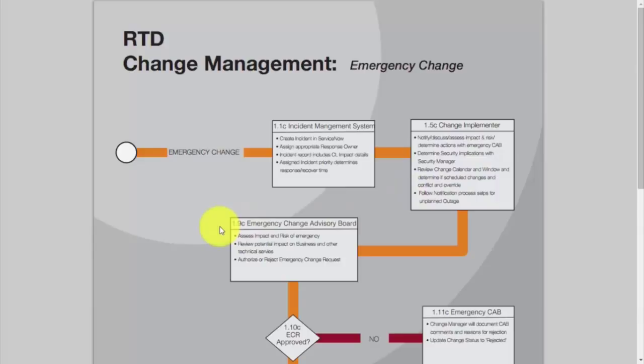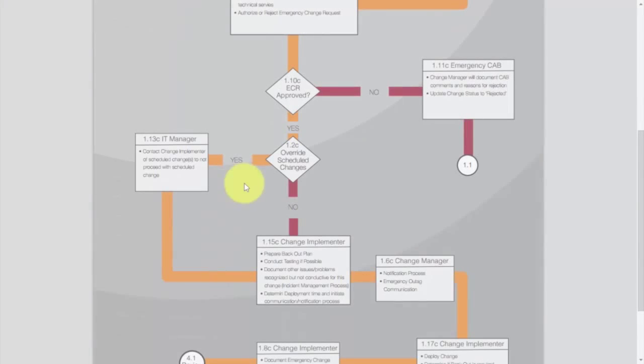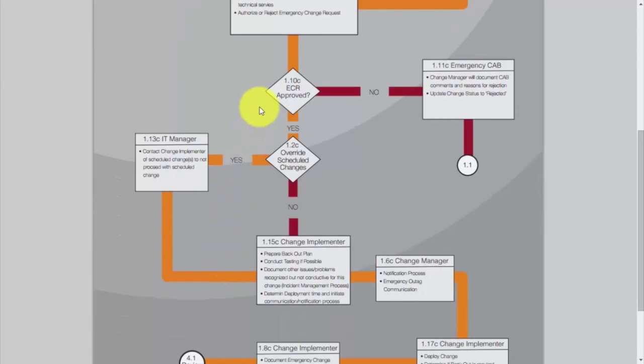The Emergency Change Advisory Board is a separate board for emergency changes. They will need to assess the impact and risk of the emergency, as well as reviewing the potential impact on business and other critical technical services, and finally authorize or reject the emergency change request. So the next step is determining if the ECR is approved. If not, then the change manager will document the advisory board's comments and the reason for rejection. It'll update the status to rejected, and we're back to square one.